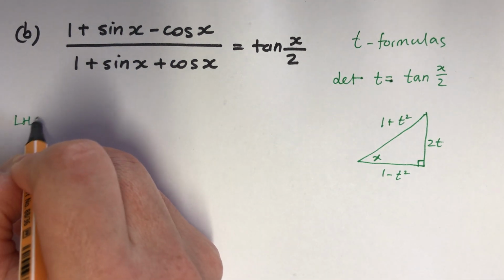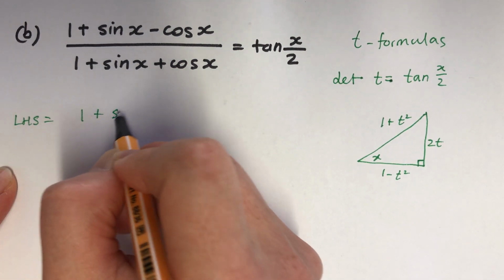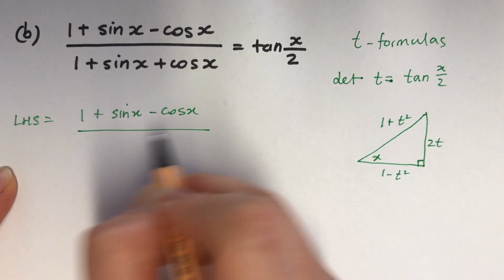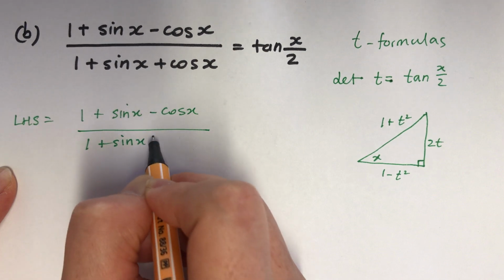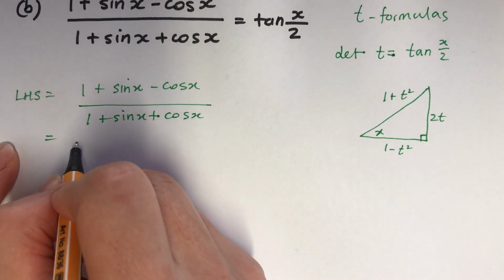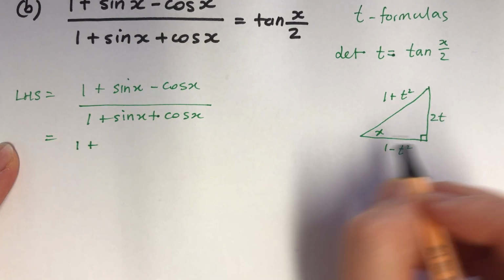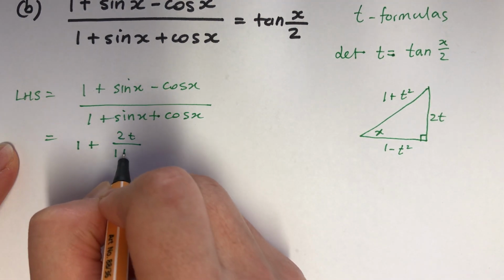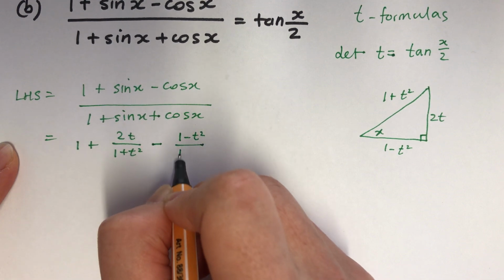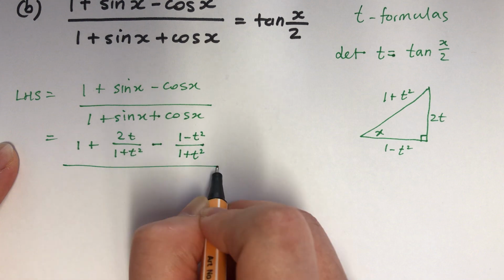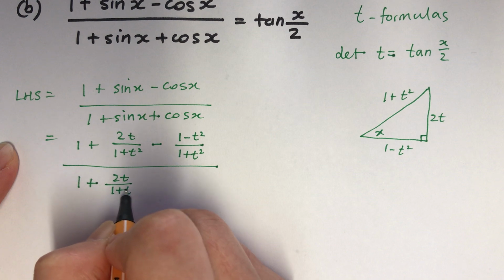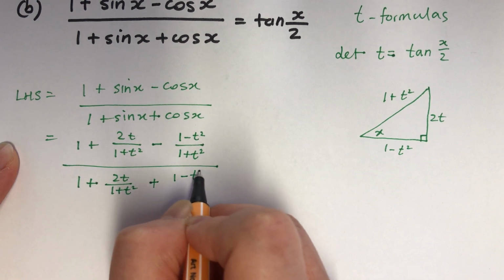And I'm going to go left hand side is 1 plus sine x minus cos x all over 1 plus sine x plus cos x, and I'm going to replace all this with the t terms. So 1 plus sine is 2t over 1 plus t square, minus cos will be 1 minus t square over 1 plus t square, all over 1 plus 2t over 1 plus t square plus 1 minus t square over 1 plus t square.